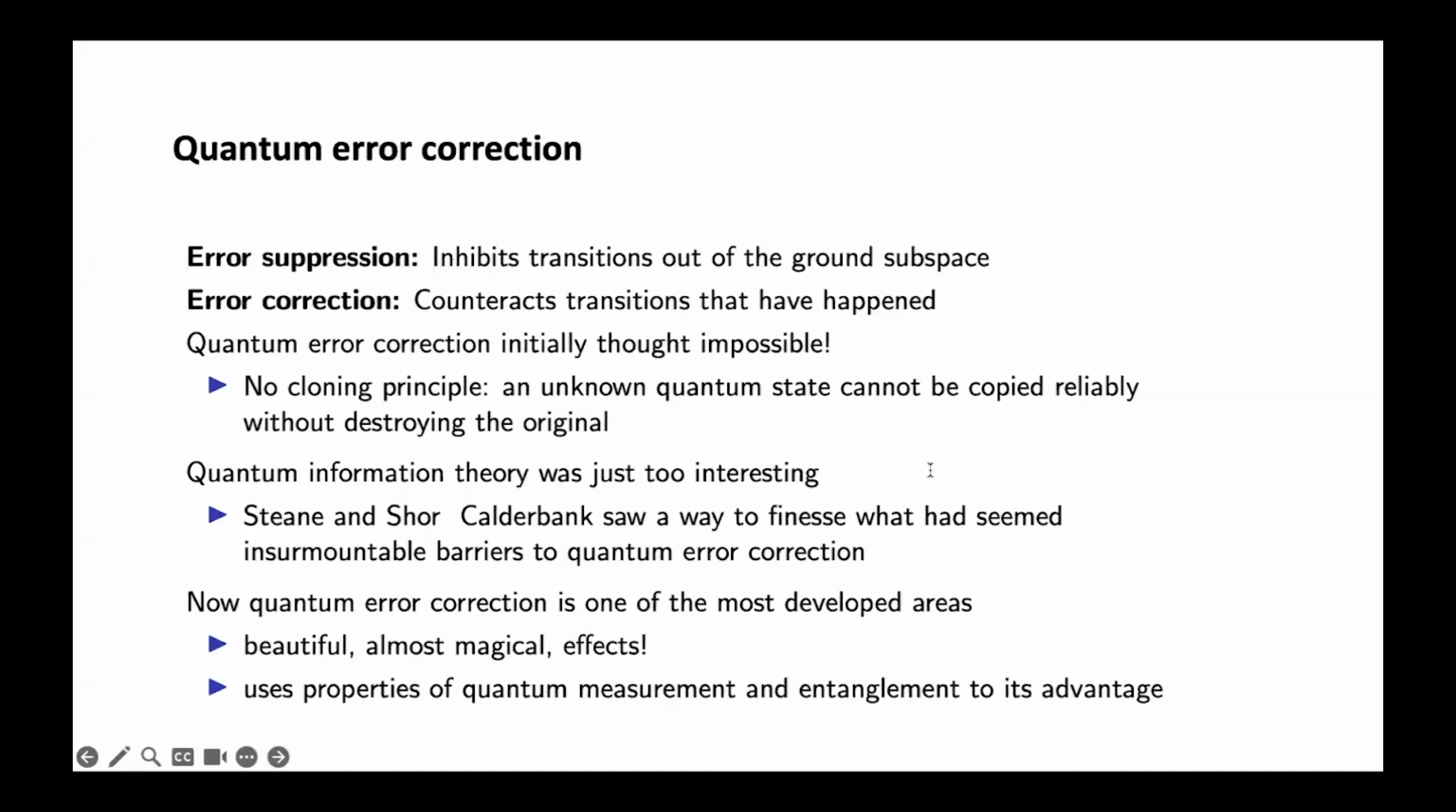So at this point, quantum error correction is one of the most developed areas. It is beautiful. People very often call it magical. It uses properties of quantum measurement and entanglement to its advantage. So it is something that we will spend a lot of lectures on in the second semester.